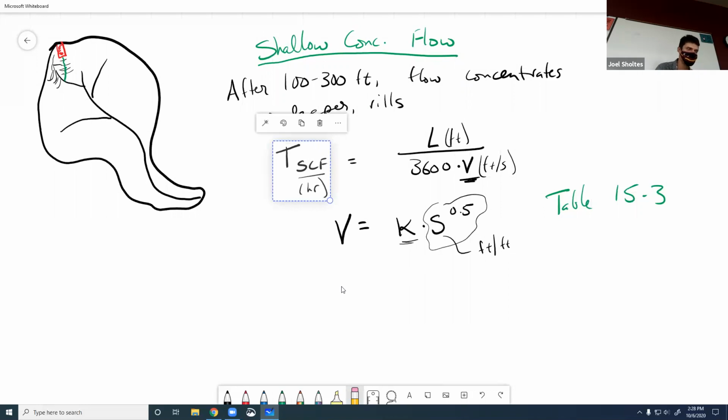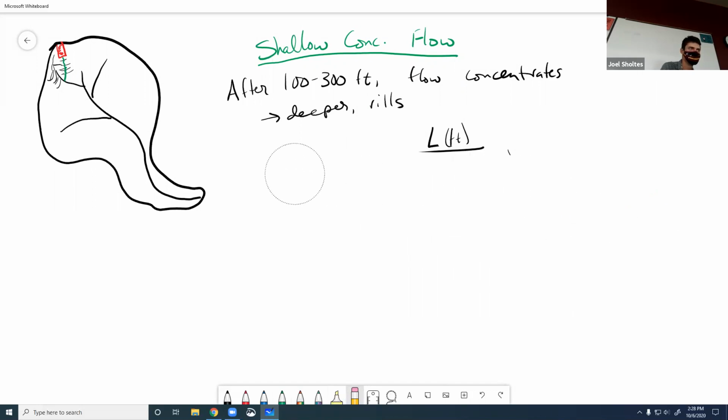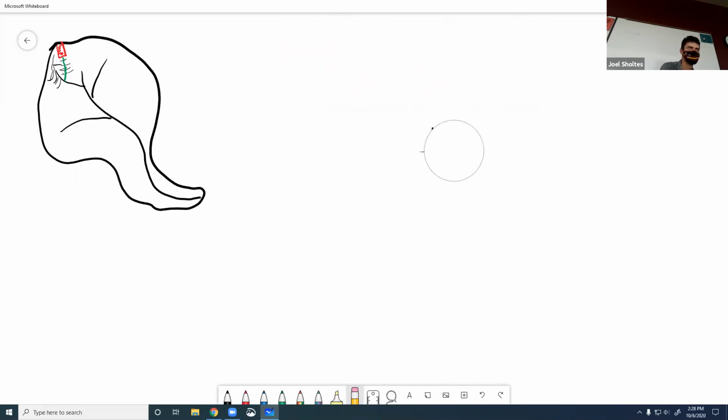Oh boy, this is getting complicated. All right, last step, where are we at? Channel, open channel flow. And obviously this is going to be the longest pathway. It typically doesn't take that long till you meet a channel. Open channel flow, I like that.